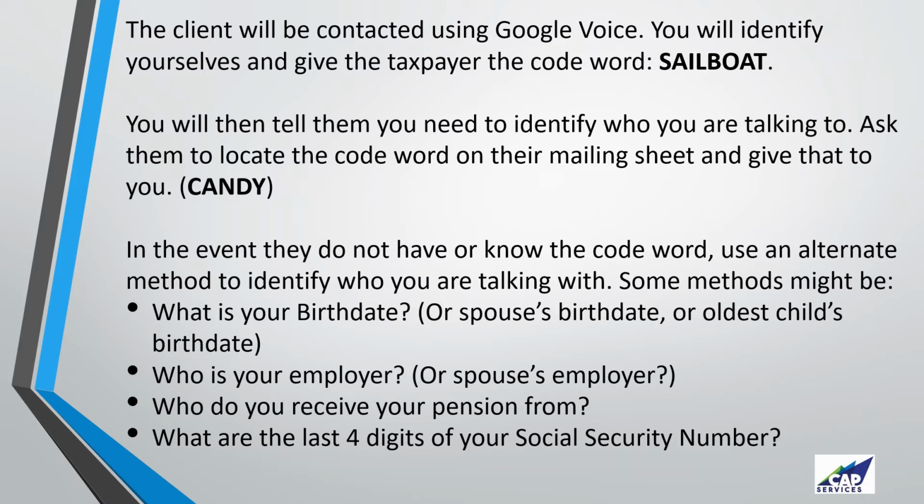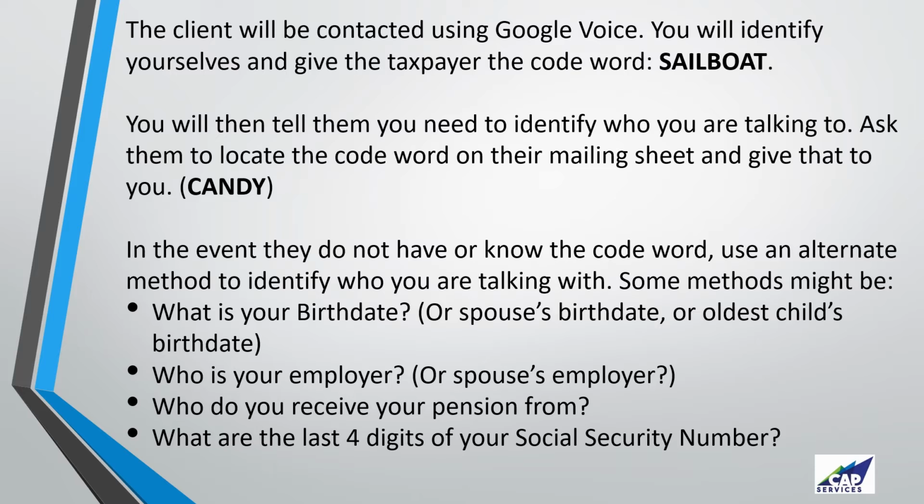The client will be contacted using Google Voice. You will identify yourselves and give the taxpayer the code word. For 2021 tax year, the code word for us is sailboat. You will then tell them you need to identify who you are talking to. Ask them to locate the code word on their mailing sheet and give that to you. That code word is going to be candy.